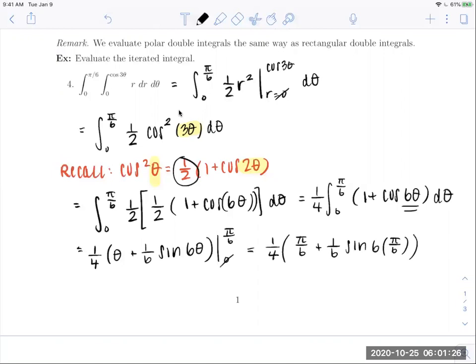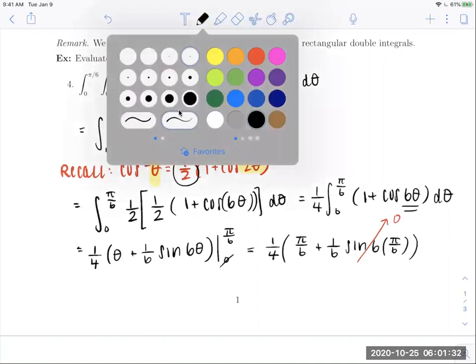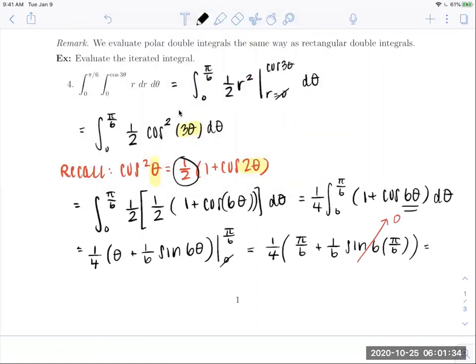And we see that that sine function becomes the sine of pi, which goes to 0. And so in the end here, I have an answer of pi over 24.